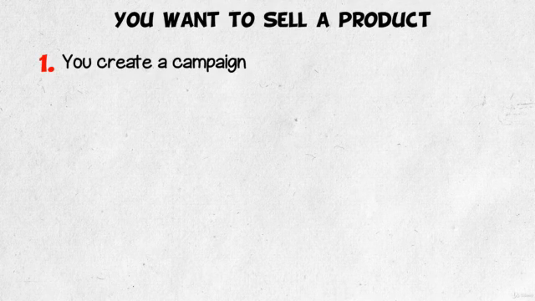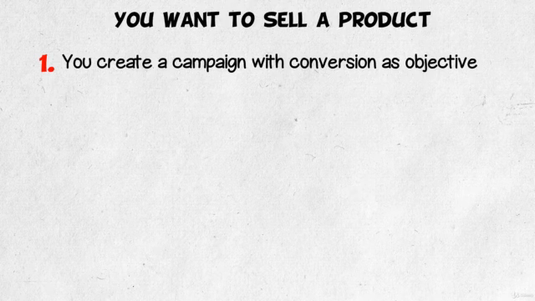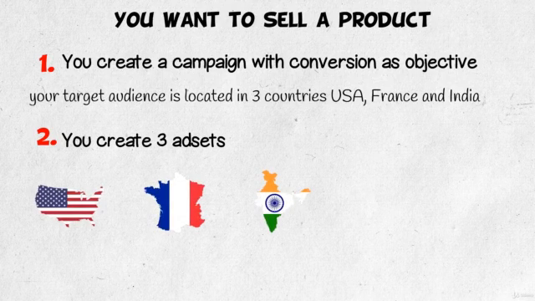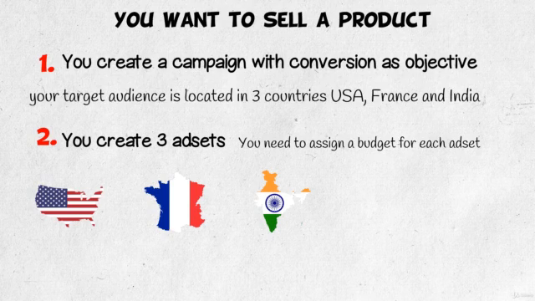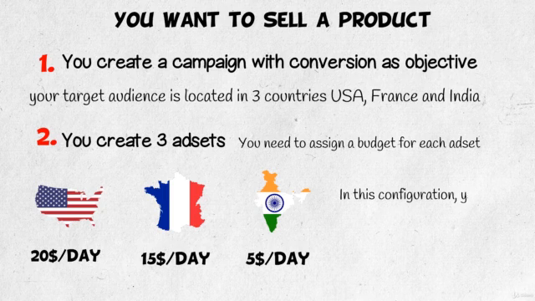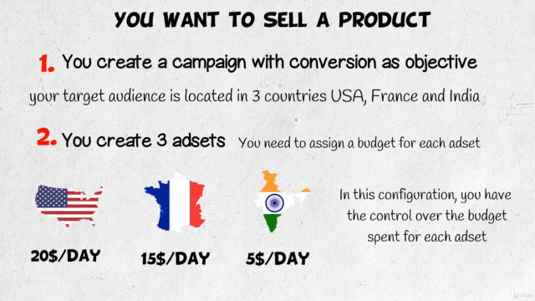Let's say you want to sell a product, so you create a campaign with conversion as objective. Your target audience is located in 3 countries: USA, France, and India. So you create 3 ad sets, the first one to target the USA, the second one to target France, and the third one to target India. And you need to assign a budget for each ad set. Let's assign $20 per day for the first one, $15 per day for the second one, and $5 per day for the third one. In this configuration, you have the control on the budget spent for each ad set.